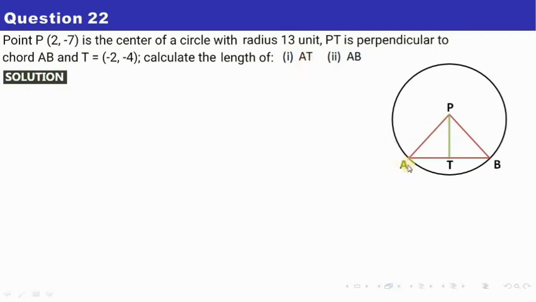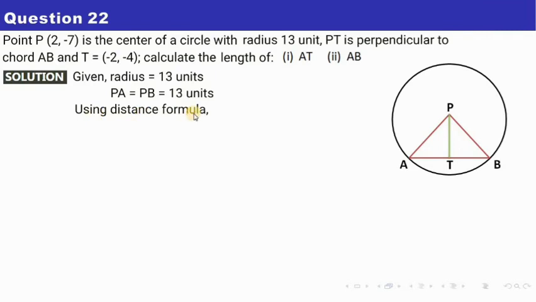Now let us see what are the things given. In order to calculate AT, let's have a look at this particular right angled triangle. In a right angled triangle we make use of something called Pythagoras theorem. So we have AP, which is the radius, and the radius is given to be 13 units. So we need to calculate PT. We need the coordinates of P and T, which are already given. So we'll find PT, and since we already have AP, we'll be able to calculate our AT here. PA and PB are both radius, which is 13 units.